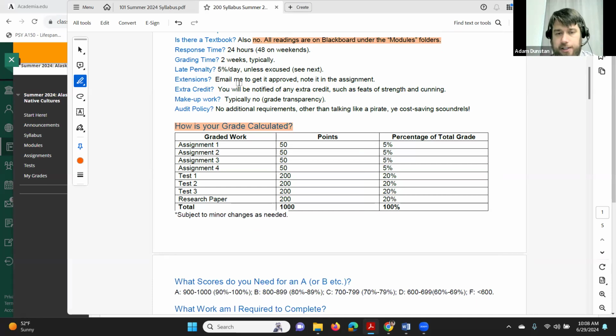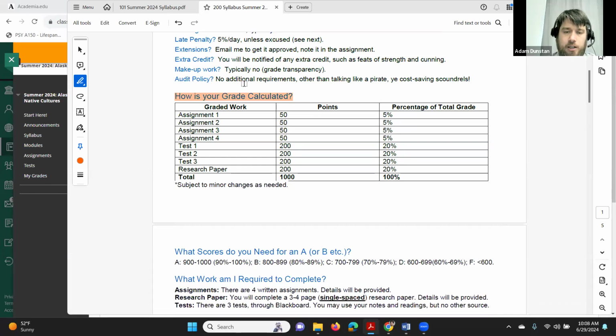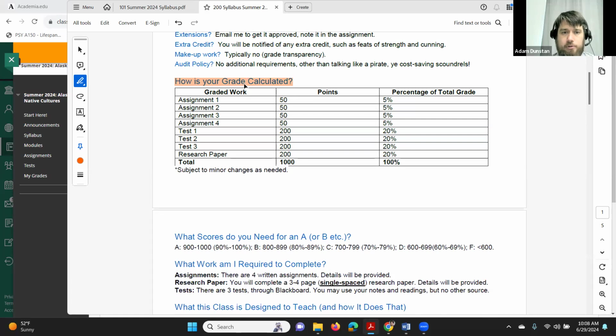Late penalty is 5% a day, but I'm also very generous with extensions. So if there's a situation, just let me know. Obviously I get things in late at work if there's a home situation or even just another work thing that was more pressing or something like that. So if you've got a situation, just let me know, okay? I can't always give an extension, but I often can.